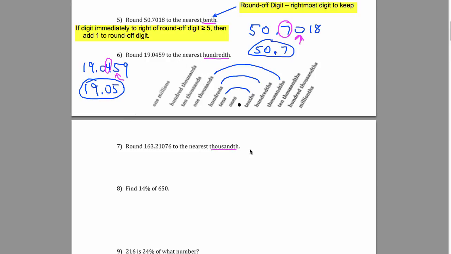In problem number 7, they're asking us to round to the nearest thousandth. And by looking at the place value chart, we see that that represents 3 positions to the right of the decimal point. So that will be the 0 here. So the question is, do we bump up the 0 or do we leave it alone? Well, since the column to the right of the 0 is greater than or equal to 5, we bump up the 0 to 1, and this is the final answer.